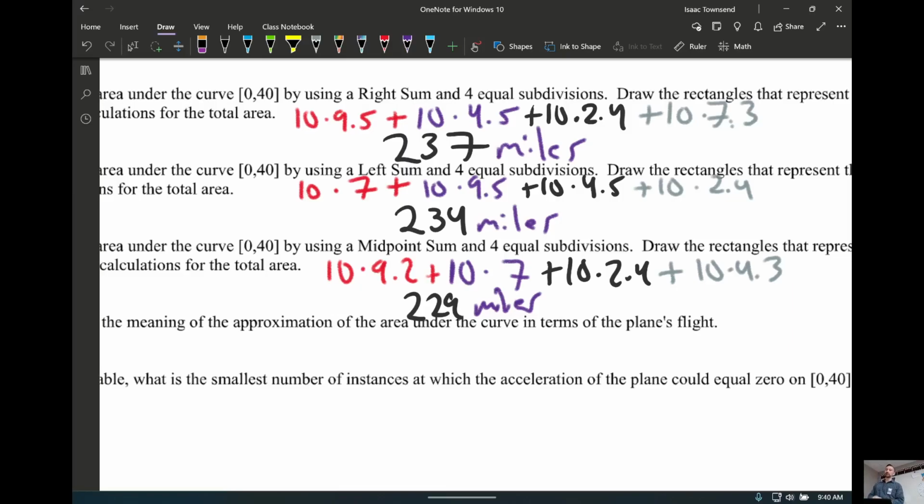Length times width, length times width, length times width, and length times width. I'm adding up 4 length times widths. The widths were all 10. The lengths all came from the table: either the leftmost value if it was left sum, the rightmost value if it was right sum, or the middle value if it was midpoint sum.